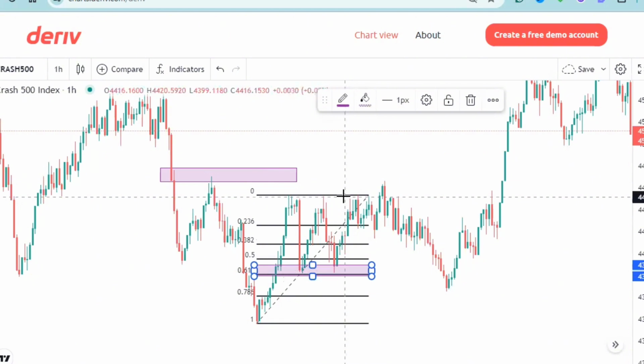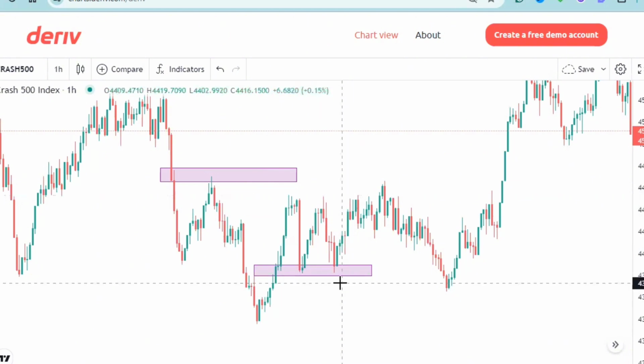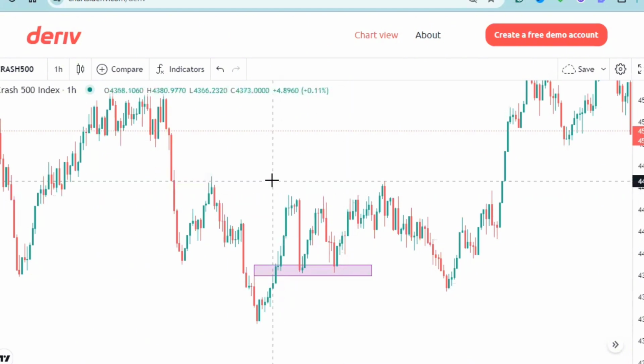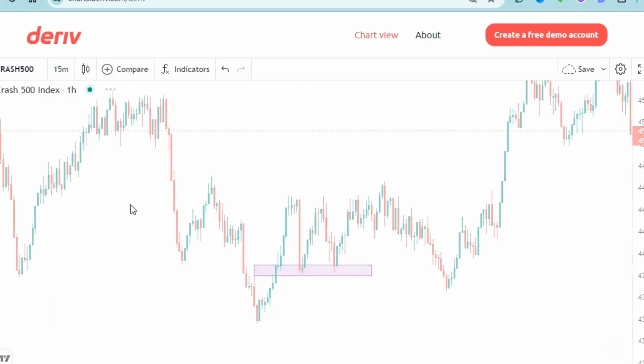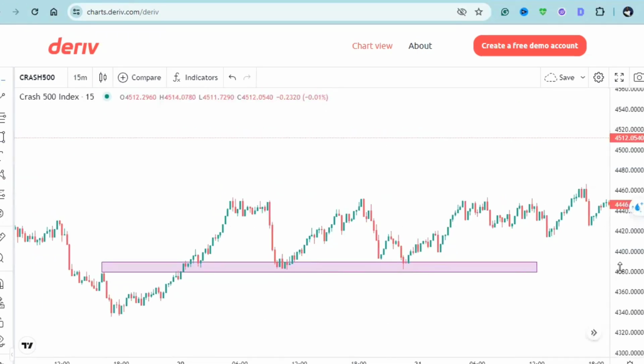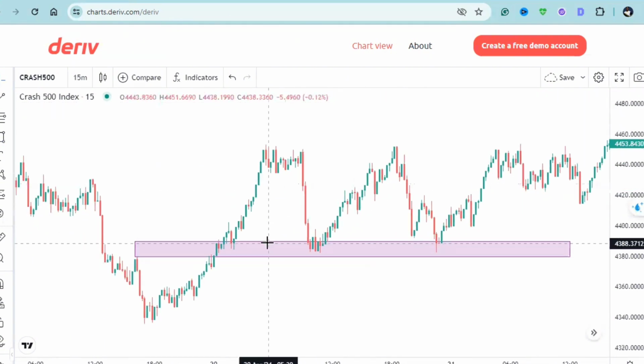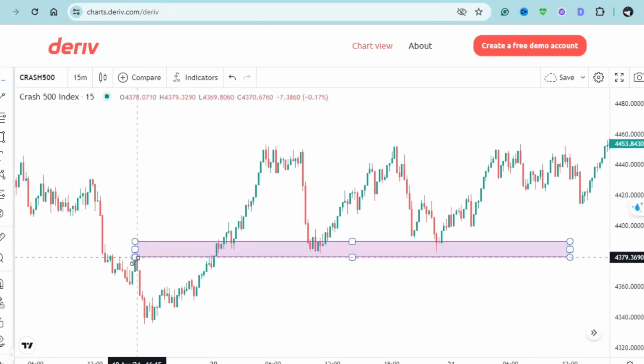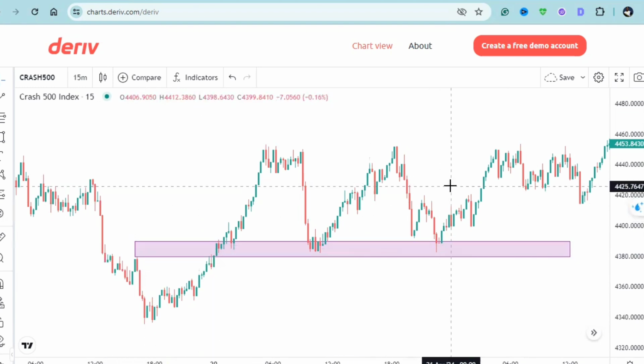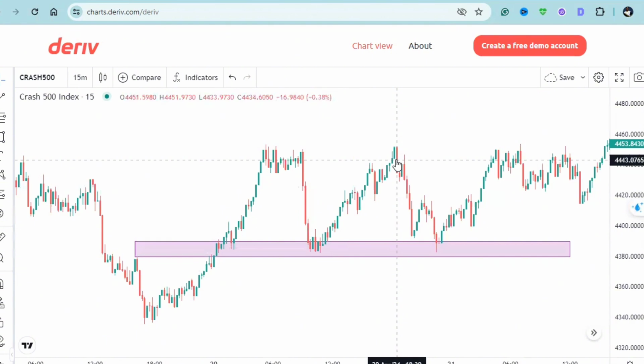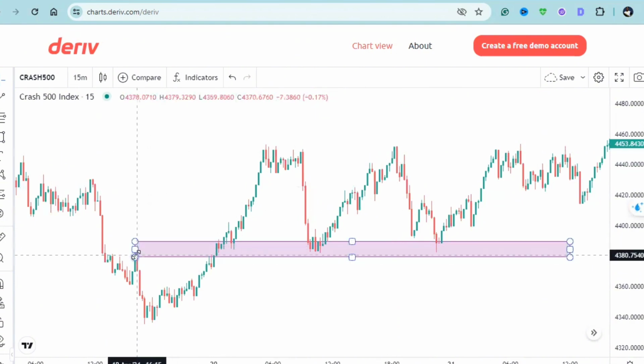But before that, let me delete this Fibonacci tool so we can see it clearly. Let me also delete this one. All right, so now let's go to a lower time frame, such as the 15 minutes time frame. Okay, we are here at the 15 minutes time frame. Now you can see that there was a price action at this level. This is a mitigation block. All right, so this is responsible for the move in this particular market. The market decided to buy from this level because of the mitigation block that was here.